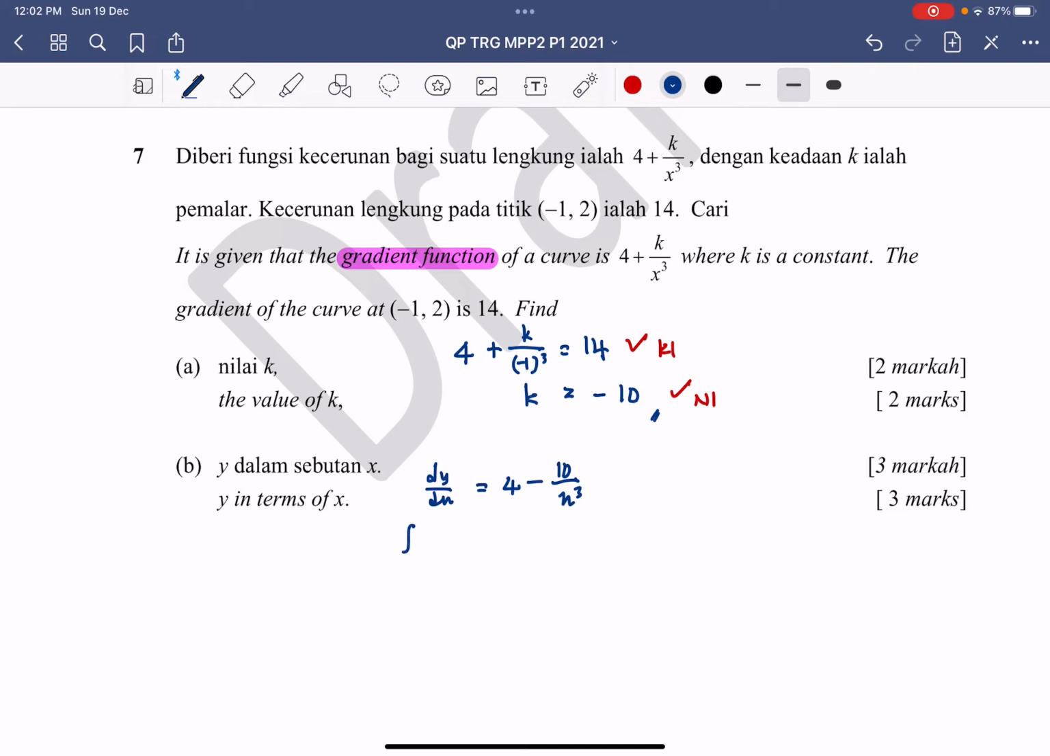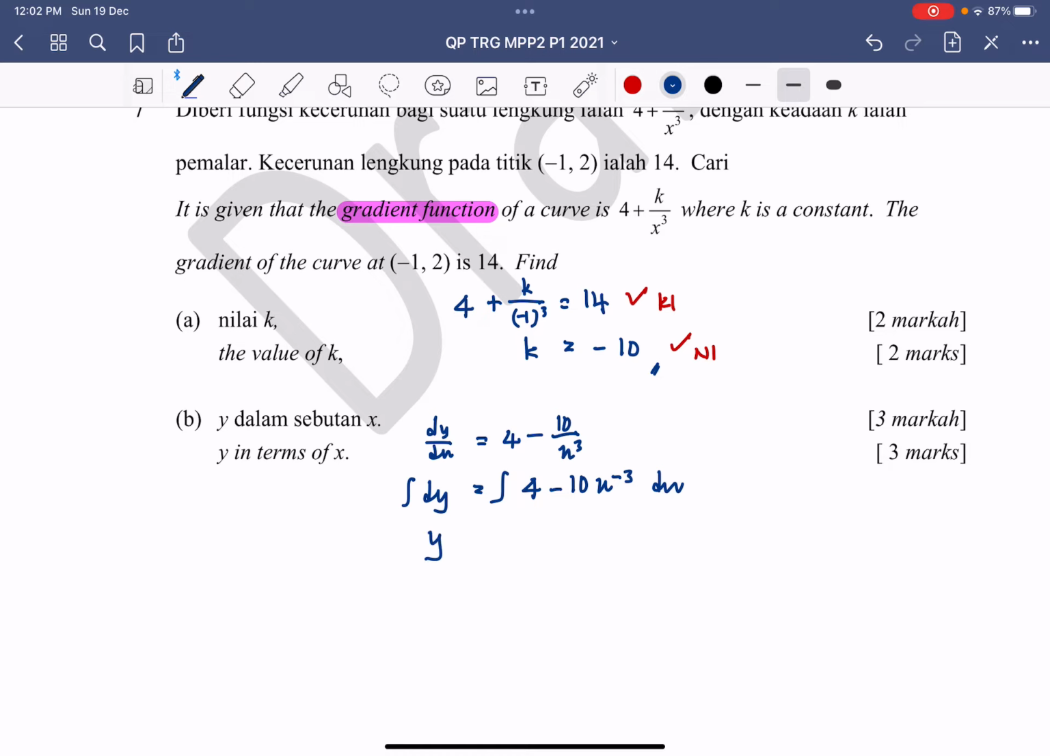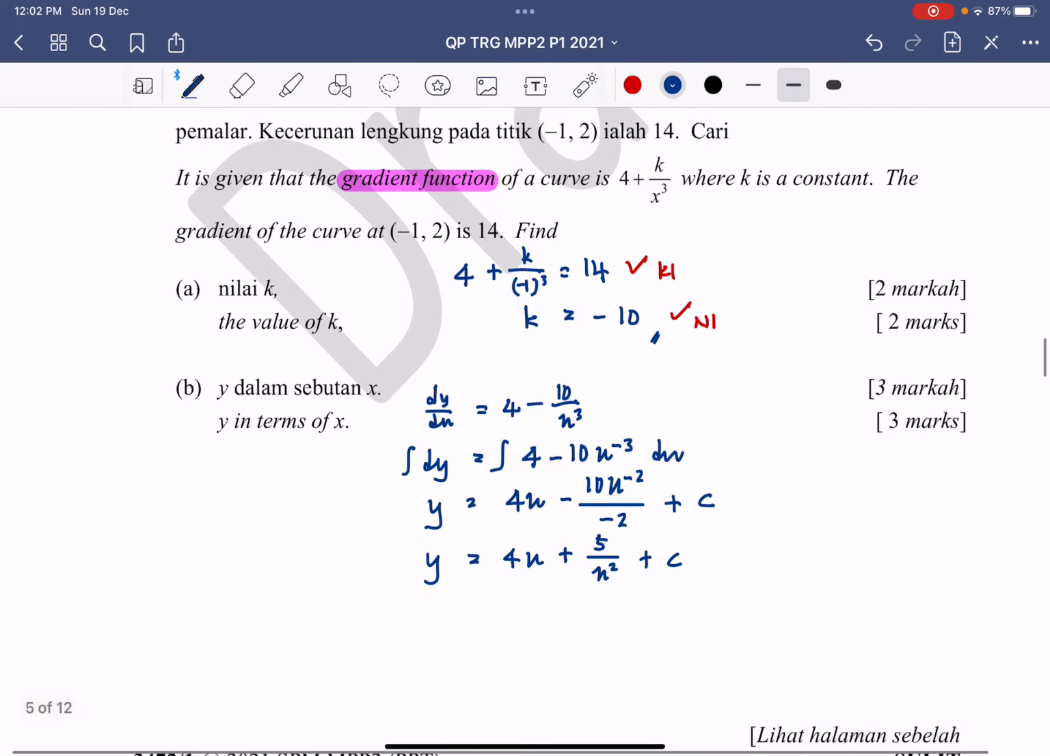So if we integrate dy and we integrate the right hand side, 4 minus 10x to the power of -3 with respect to dx, we will get y equals to, the constant 4 will give us 4x after integration, and for this I will get -10x to the power of -2 divided by -2. And don't forget to add your plus c because it's an indefinite integral. And you finally get y equals to 4x plus 5 over x squared plus c.